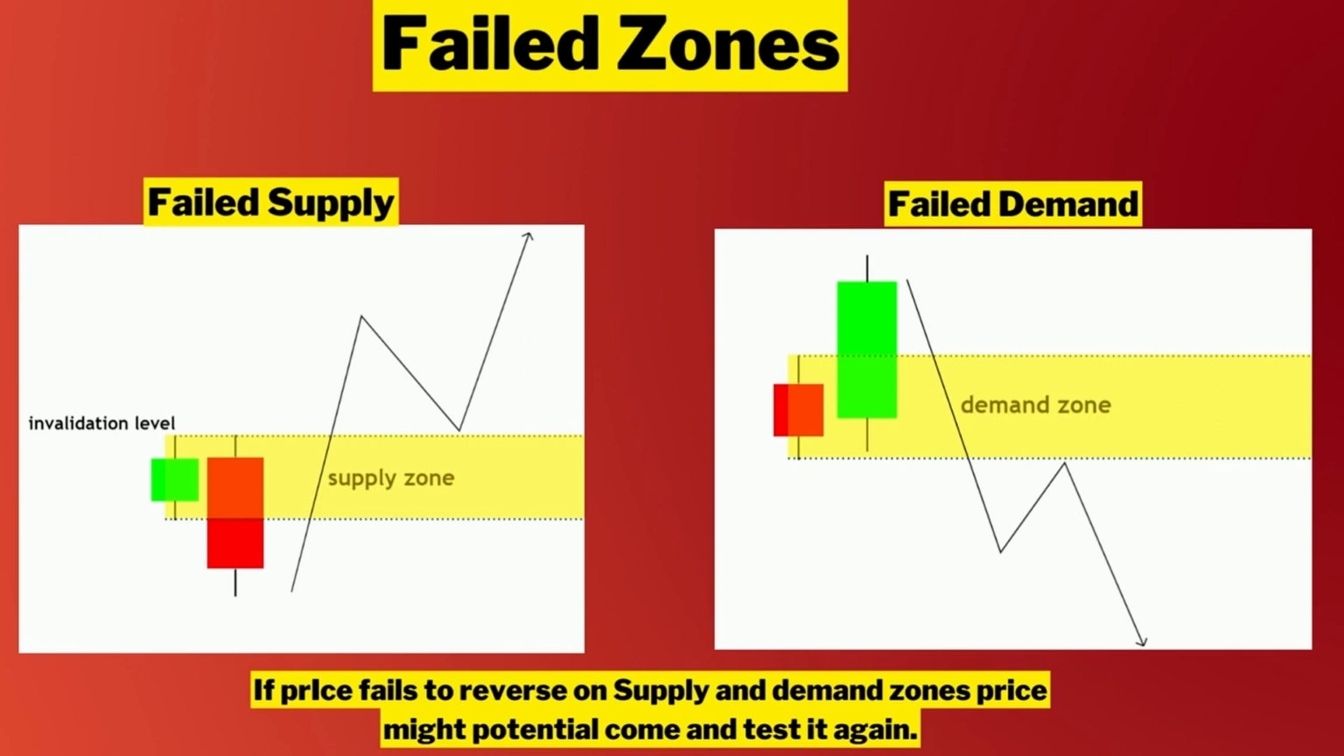As you can see from the first example, we have our failed supply zone. The market might potentially come and test that zone and eventually push higher. The same applies to the failed demand zone: price breaks through that zone without any confirmation, then retests it and drops lower. Let's move on to a real chart now so that I can show you an example on a real market chart.